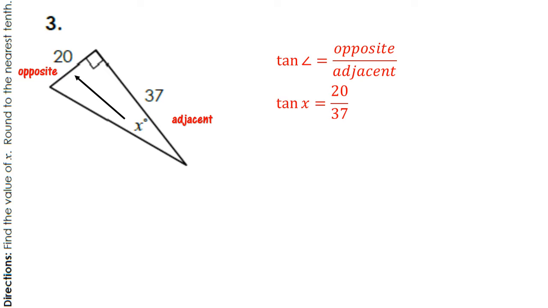I want to move tangent to the other side, so I take the inverse of tangent. And if I plug that into my calculator by pressing second tangent and plugging in the fraction 20 divided by 37, I should get that x is 28.4 degrees.